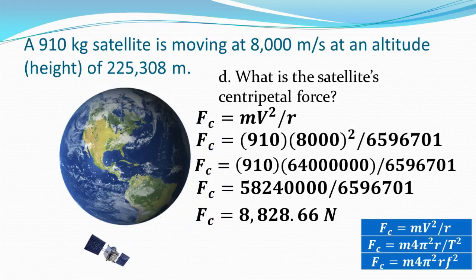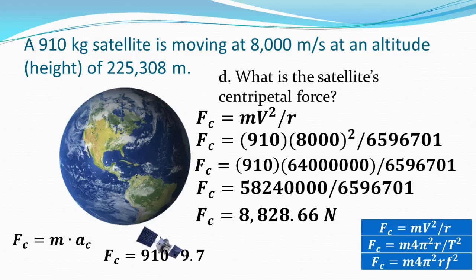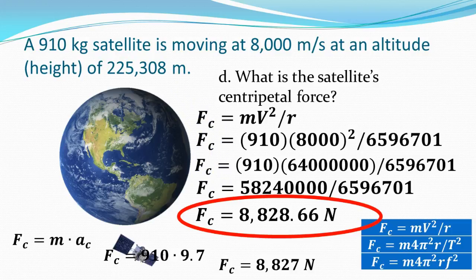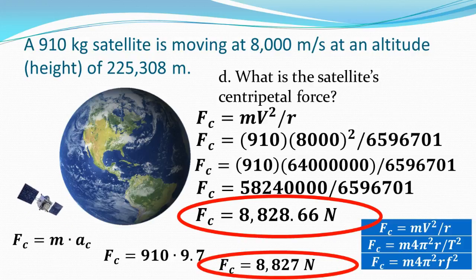We can also find the centripetal force by multiplying the mass of the satellite times the centripetal acceleration. Since the centripetal force formulas include mass times acceleration, similar to Newton's second law, F equals m times a, I can take the acceleration I found in the last problem, 9.7, and multiply by the mass of the satellite. Should get the same answer. Now, in this case, they come off a little different due to rounding. Both of these answers would be acceptable.